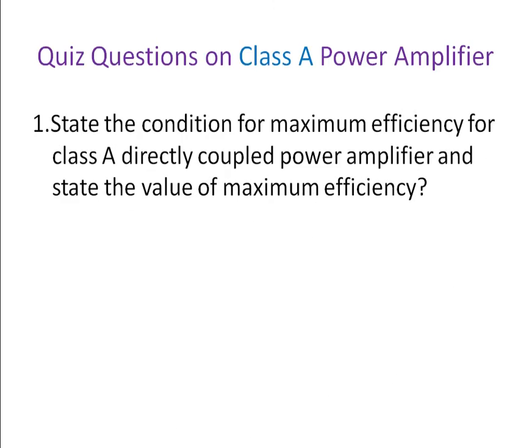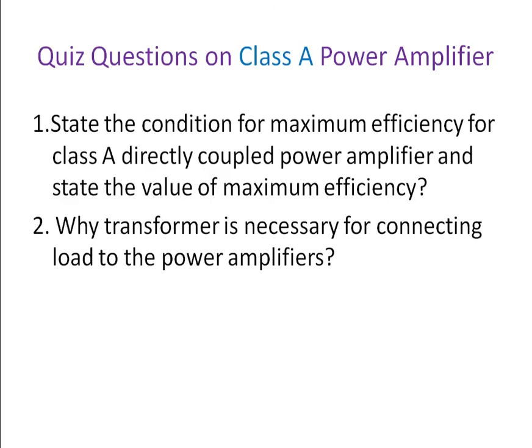State the condition for maximum efficiency for the Class A directly coupled power amplifier and state the value of maximum efficiency. The condition for maximum efficiency is Vmax equals VCC and Vminimum equals 0, Imax equals 2 ICQ and Iminimum equals 0 for maximum swing. The maximum efficiency possible in the case of the directly coupled series feed Class A amplifier is just 25%.